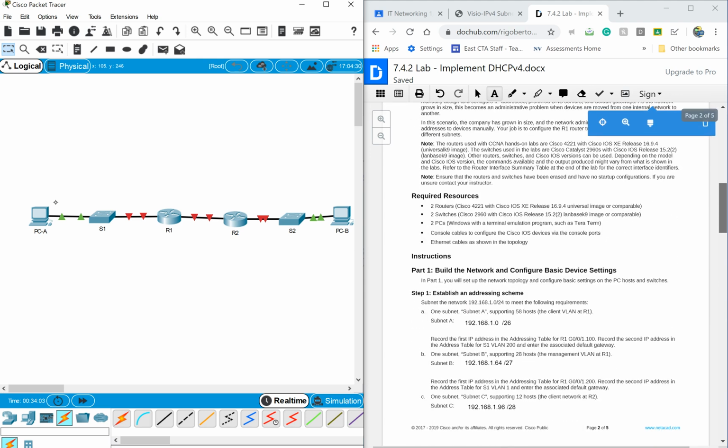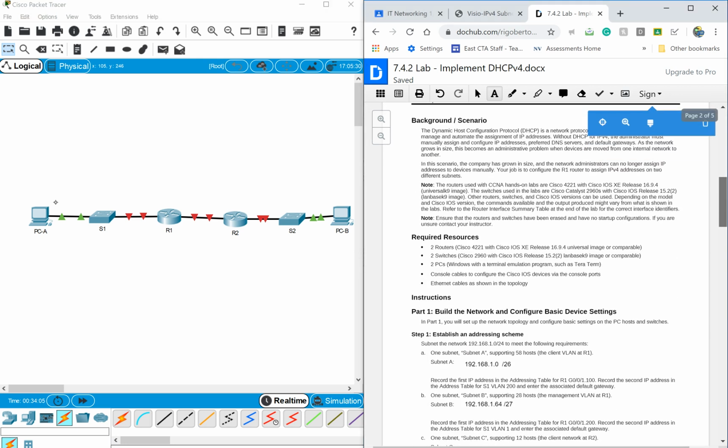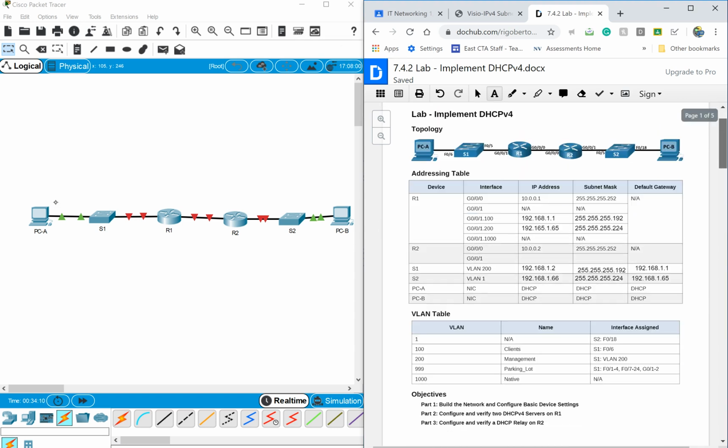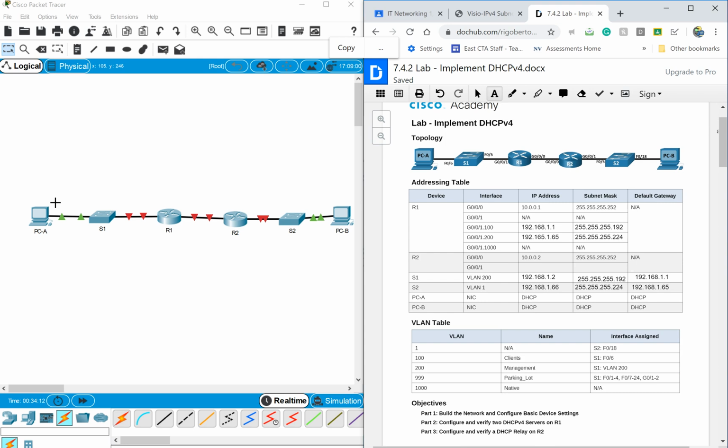So first thing you're going to want to do, when you guys get into your equipment, is look to see how they want you to set it up. Setting it up is crucial to any lab. Alright, so I have my lab already wired up.